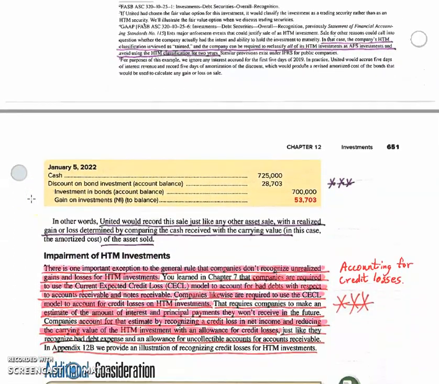Okay, and again, here is what you would do to recognize the sale of the held to maturity investment. So you debit cash for the amount of cash received. You remove any discount or premium. So here they had an amortized discount of $28,703. So we debit that to remove it. We credit the investment in bonds to remove that. And then the difference is, if it's a credit, a gain. If it's a debit, it's a loss.